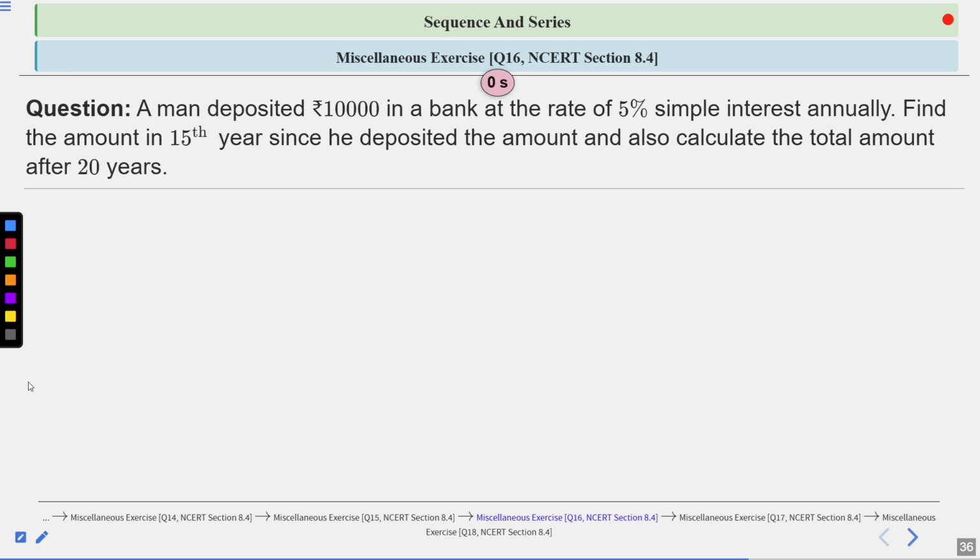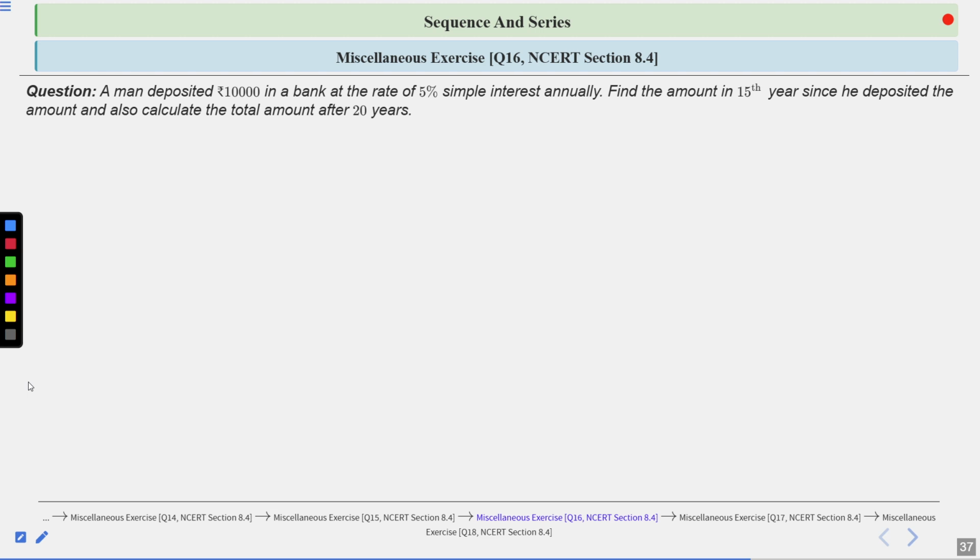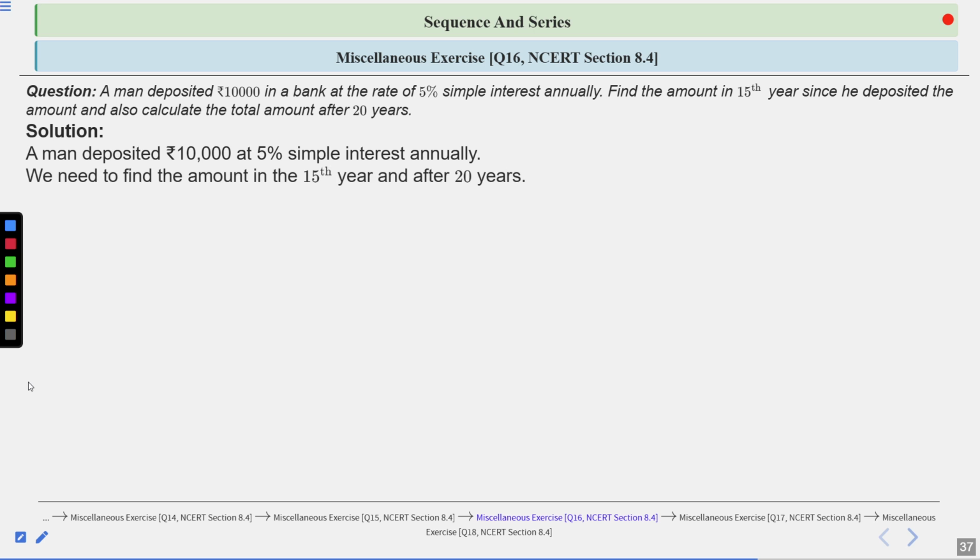Okay, let us move to the solution part. Question is, a man deposited Rs 10,000 in a bank at a rate of 5% simple interest annually. Find the amount in 15th year since he deposited the amount, and also calculate the total amount after 20 years. So let us see the solution part. A man deposited Rs 10,000 at 5% simple interest annually. We need to find the amount in the 15th year and after 20 years.